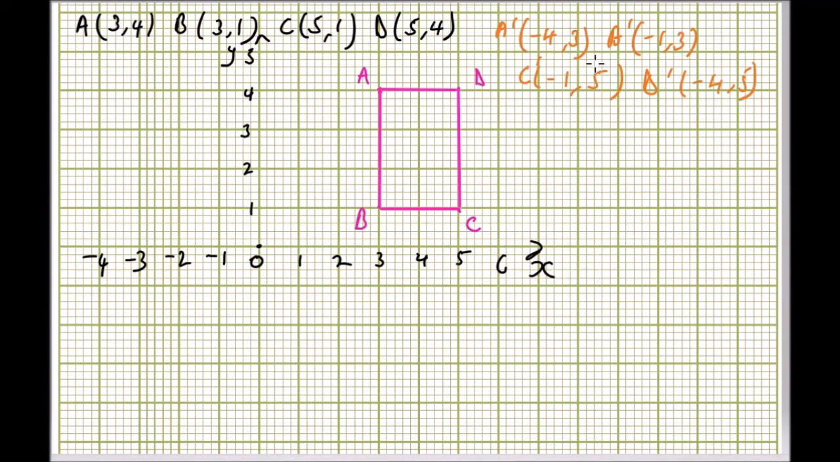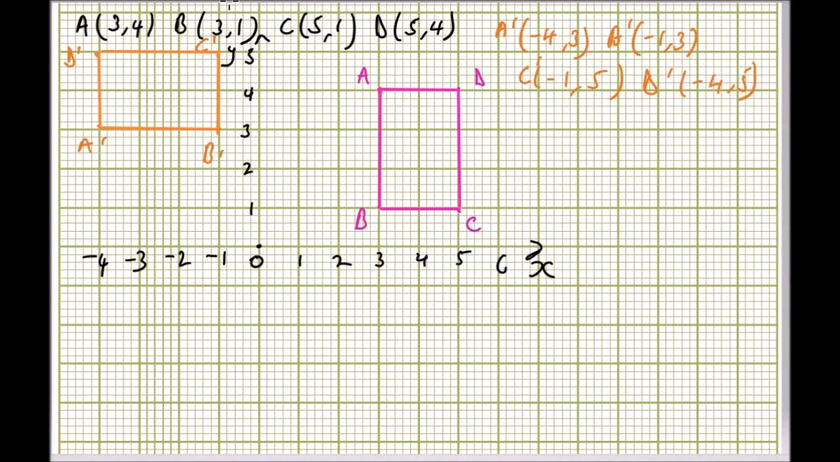So we start with (-4, 3), that is our A prime. We have (-1, 3), so that is our B prime. C prime is (-1, 5), so this is our C prime. And D prime is (-4, 5), so this is our D prime. We join the four points to come up with the image. So that is our image.